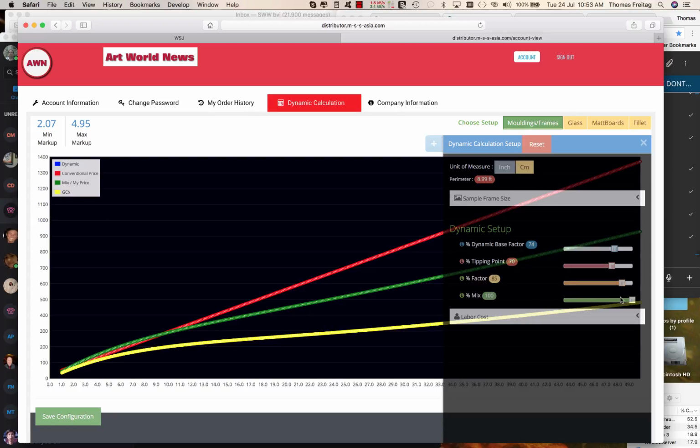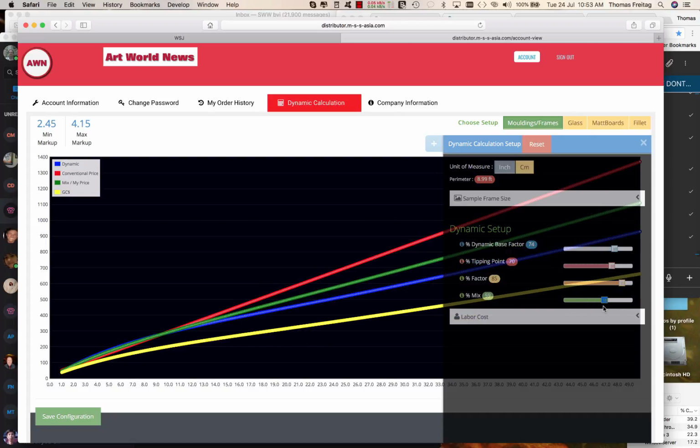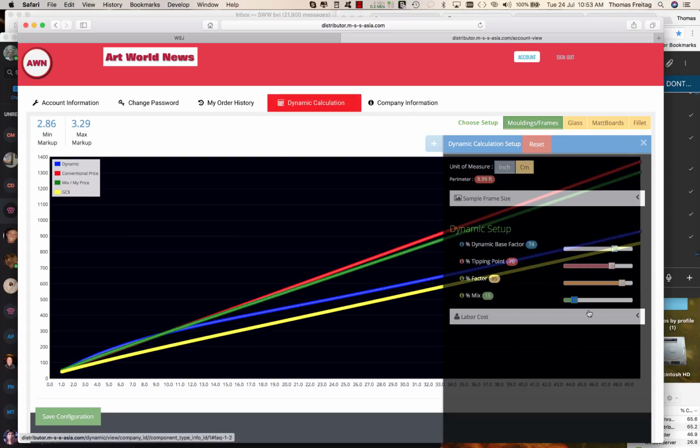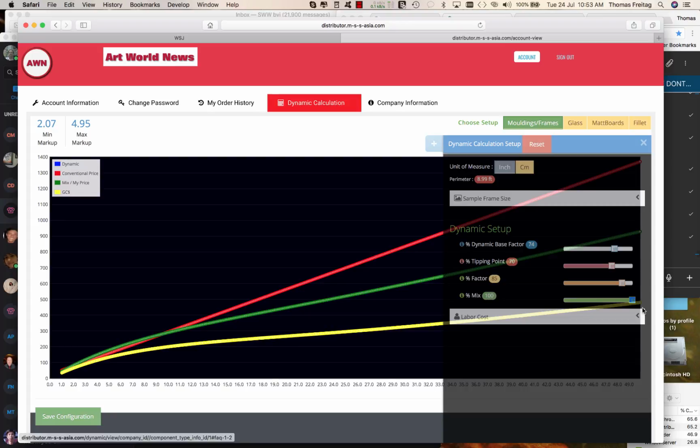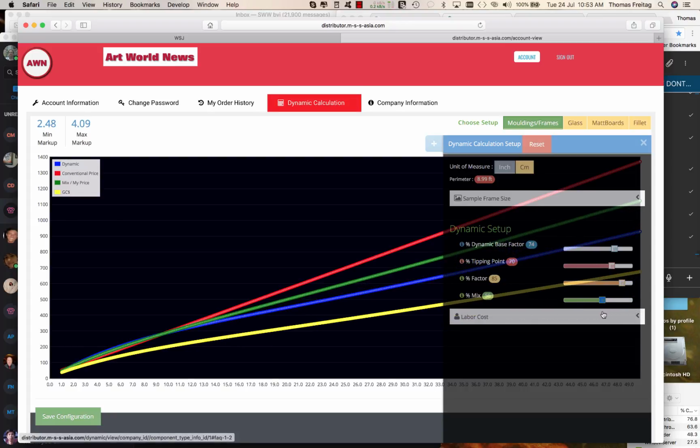And as always, if you think it is too little, you can use the green slider to use the mixed calculation, which goes from 100% conventional to 100% dynamic, and anything in between.